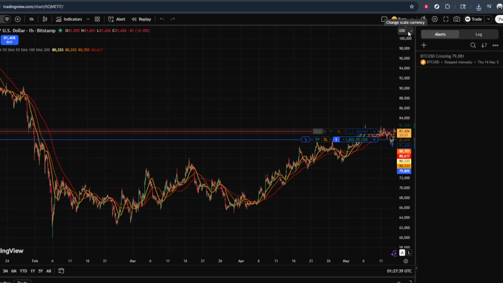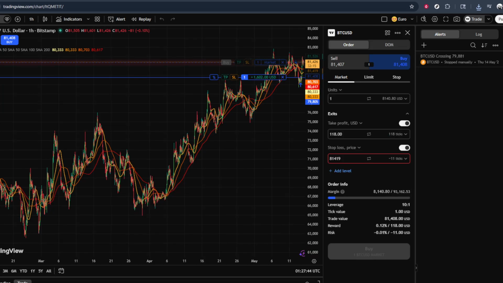Once you're there, look for the trade button. Depending on your layout and broker connection, you'll usually find this either just below the chart area or in the upper right corner of your screen. Go ahead and click on Trade. This opens the trading panel where you can place and manage your orders directly from the chart.